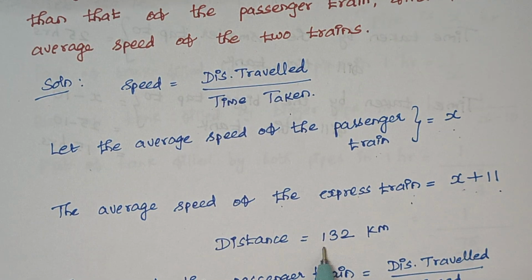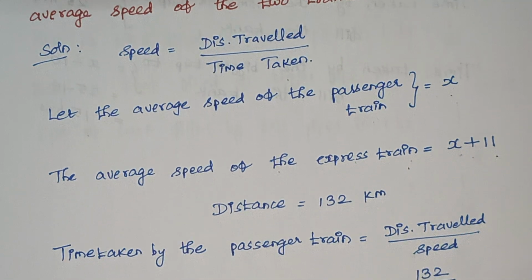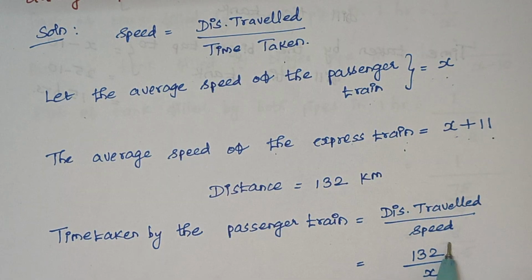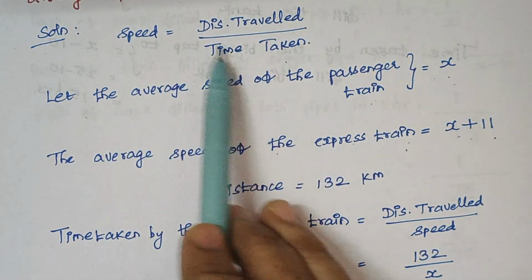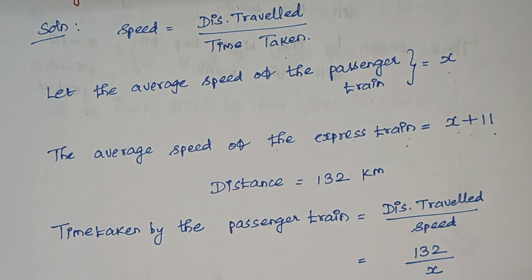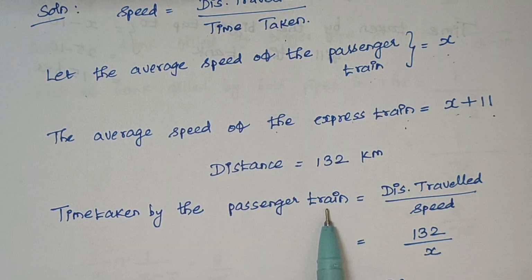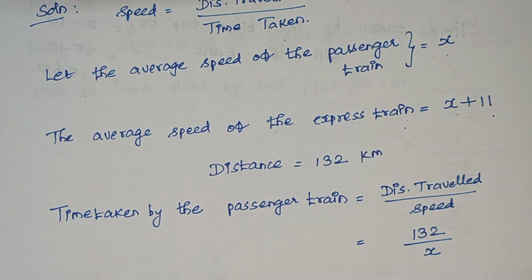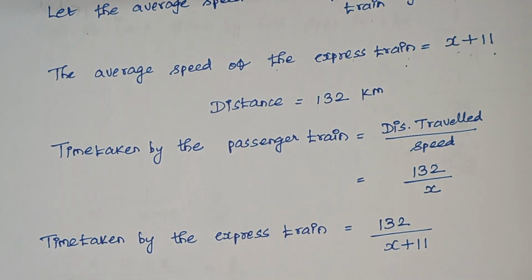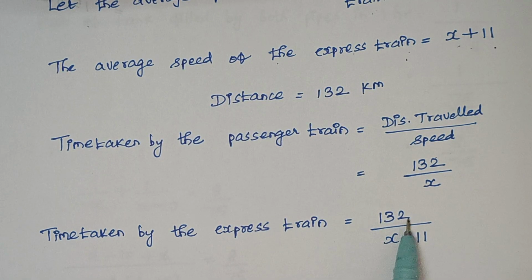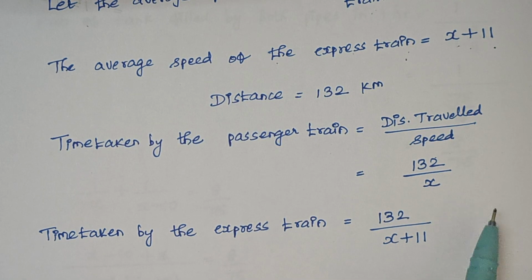Now, what is the distance? Distance is 132 km. The time taken by the passenger train is nothing but distance travelled divided by speed. Okay, we are just rearranging, so time taken goes here and speed comes here. What is the distance travelled? It is 132. And what is the speed of the passenger train? We have declared it as x. Therefore, 132 by x. The next thing is the time taken by the express train. Here the distance travelled is again 132, it remains the same, and the speed is x plus 11.